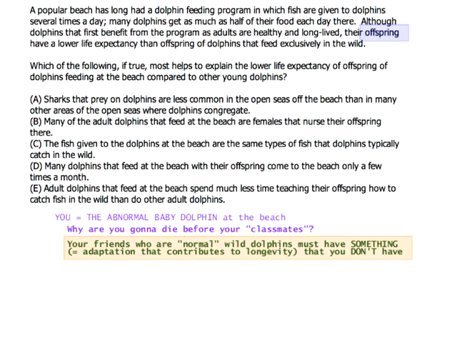So A is the opposite. A would be a reason why you would live. You would be less likely to be killed, because the sharks are not there. Many of the adult dolphins are females. Well, that's nice. That doesn't tell you why you're gonna die.